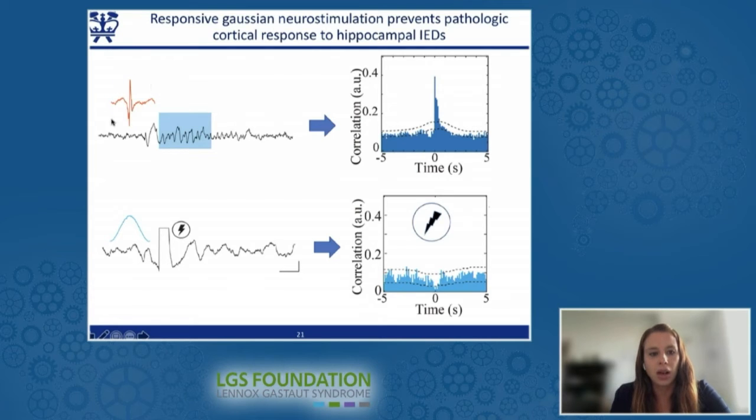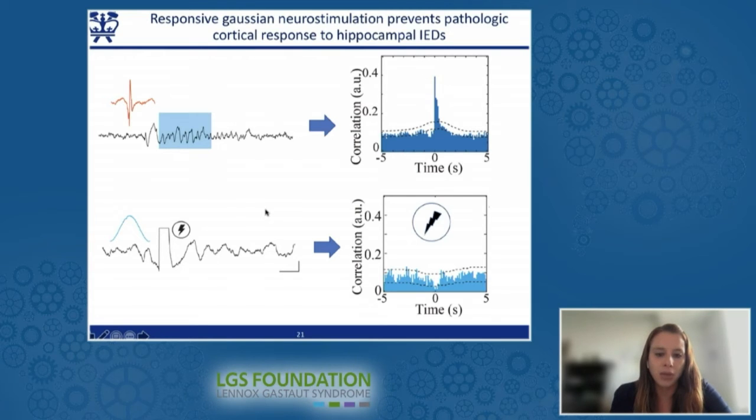Here you have an IED in the hippocampus. This is a recording in the cortex where you see you have the coupled spindle oscillation. And if you plot their correlation, you see there's this high amount of pathologic connectivity between the hippocampus and cortex.